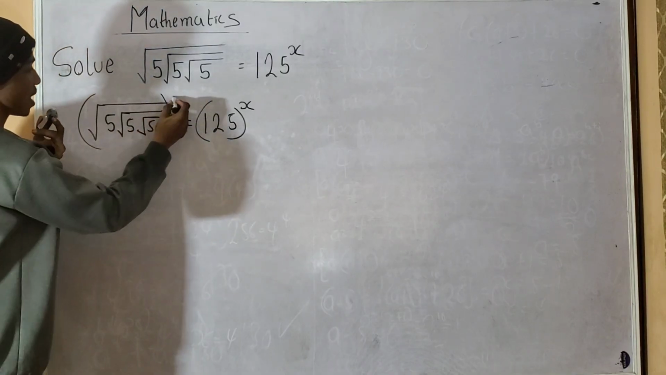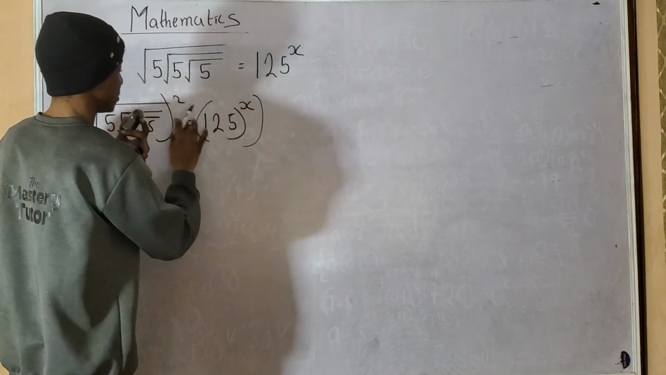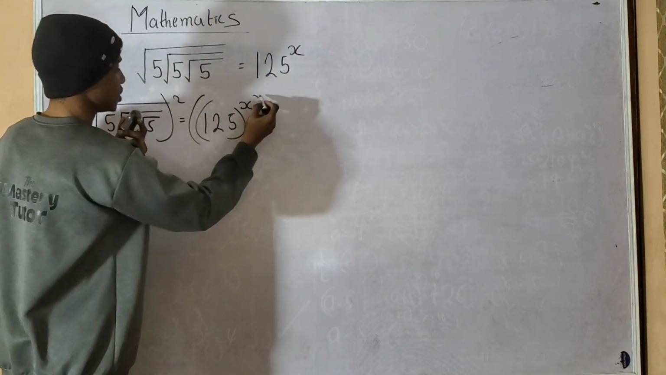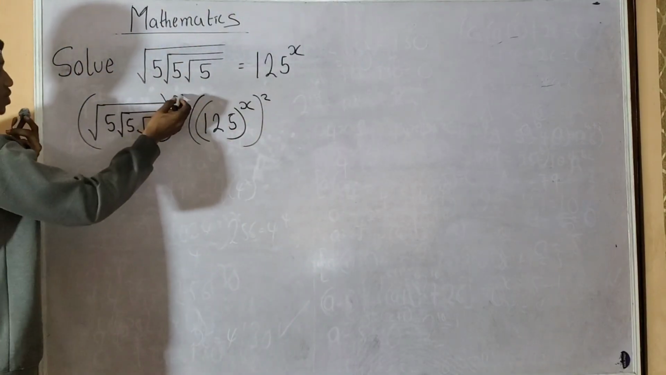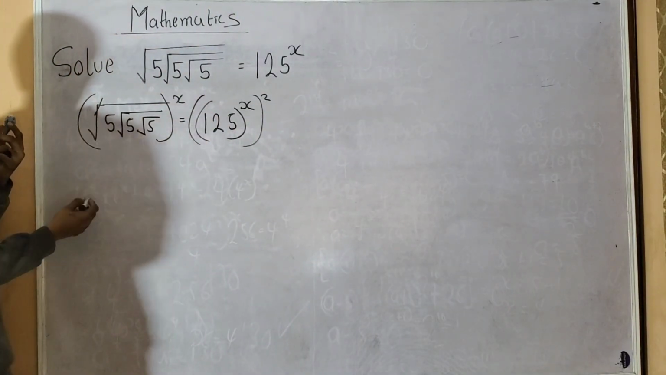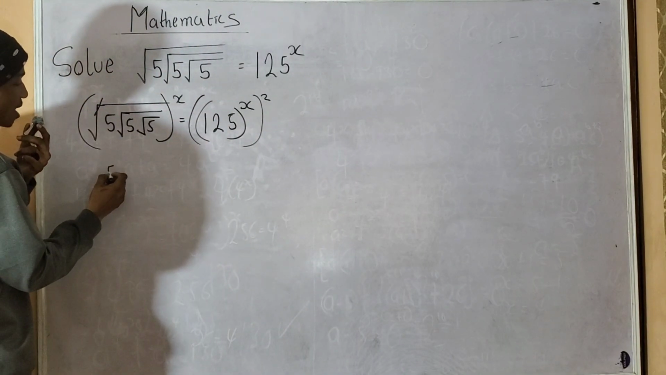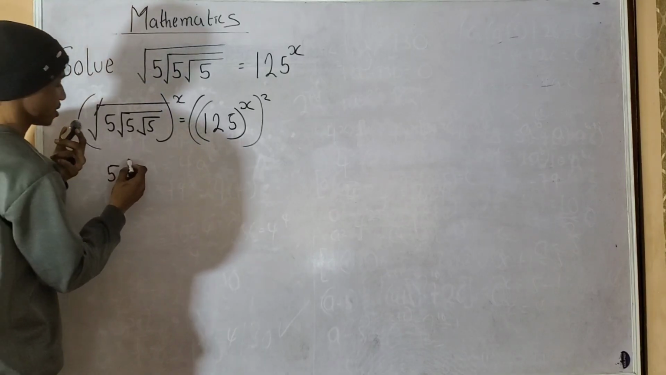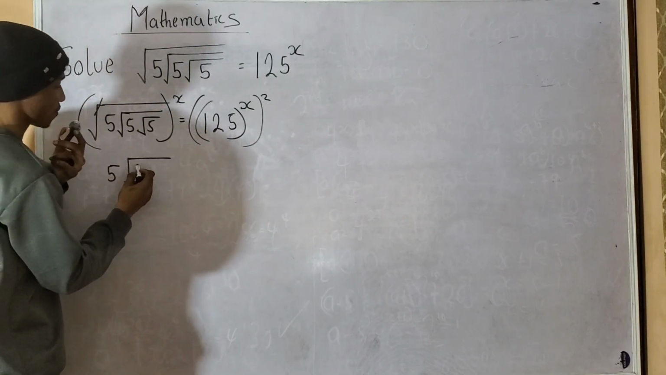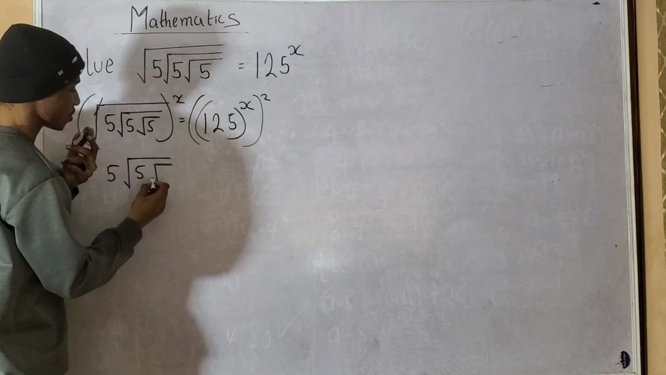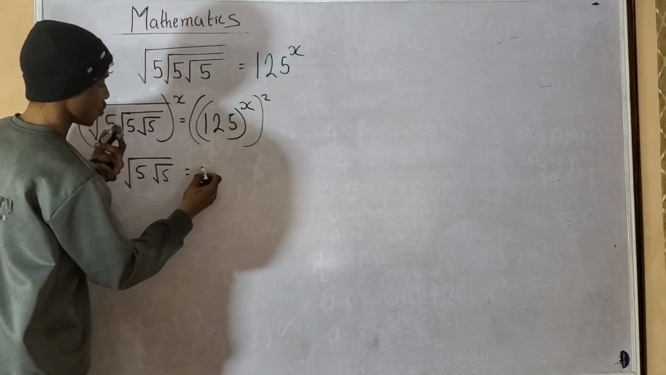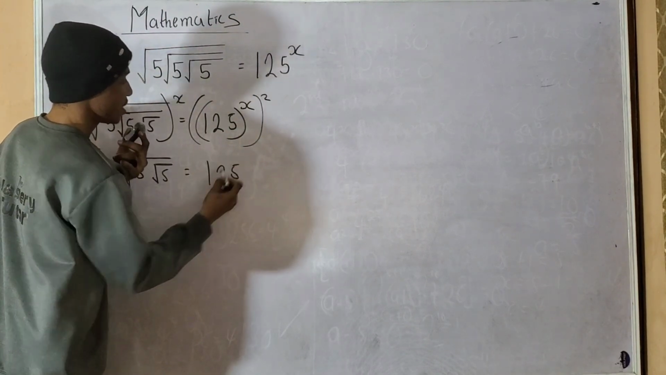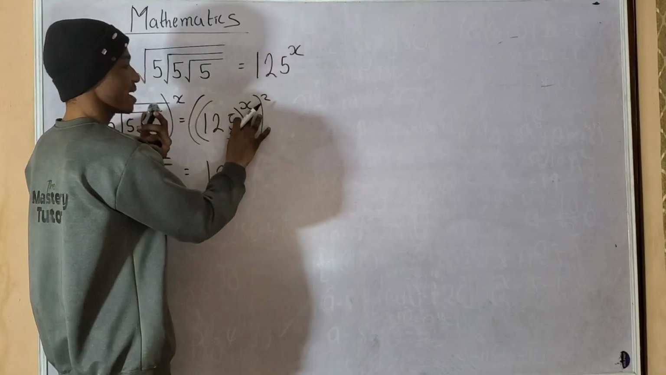So I'm going to have square and this squared. So this square will eliminate this square root. So I'm left with what? 5. Please pay attention. Roots of 5, roots of 5 equals 125 raised to the power of x.